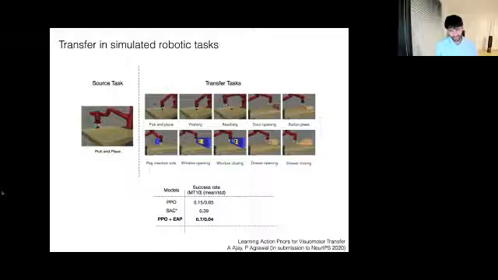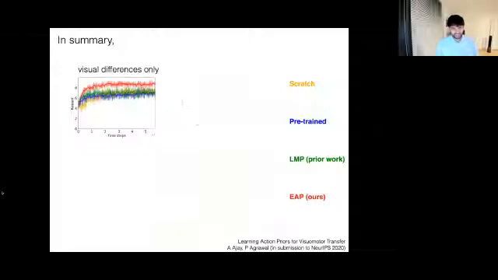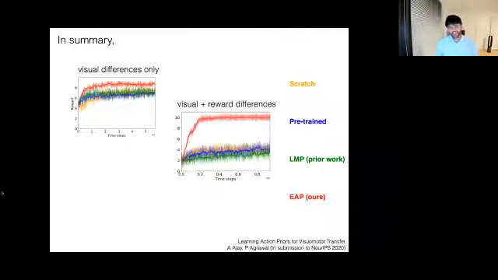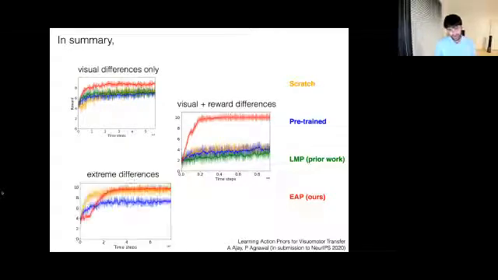So if you compare with PPO, which is the baseline, which gets around 15% accuracy, we can get around 70% accuracy with the formulation that I just told you about. So in summary, if we have visual differences, this method of learning action prior improves your transfer. If we have differences both in the reward structure and vision, it helps even more. But when there's nothing to transfer, it does not really help you that much.